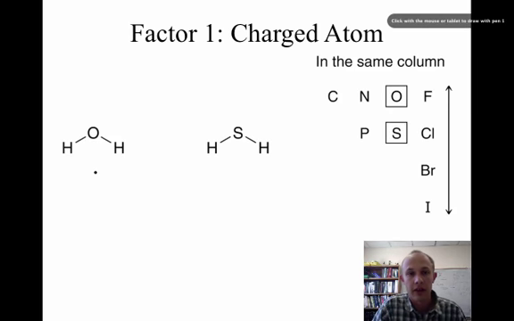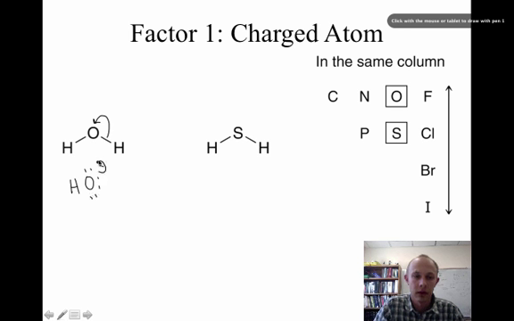Let's look at these two examples. Let's say that water donates a proton, right? So you lose a proton, and those two electrons become a lone pair on oxygen. If we donated a proton, we get hydroxide ion. So we have an oxygen with a negative charge. If we donate a proton from hydrogen sulfide, we get the thiolate ion.